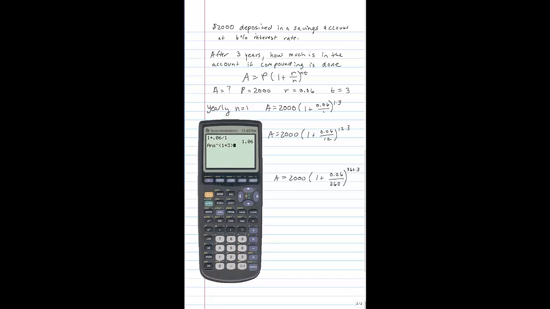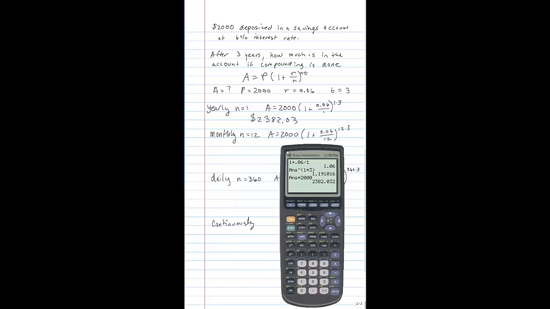Notice how I put the 1 times 3 in the parentheses. If I don't do that, then the answer would just be raised to the first power instead of the 1 times 3 power. Finally, I multiply this by 2,000, and I get that I'll have $2,382.03 after 3 years.